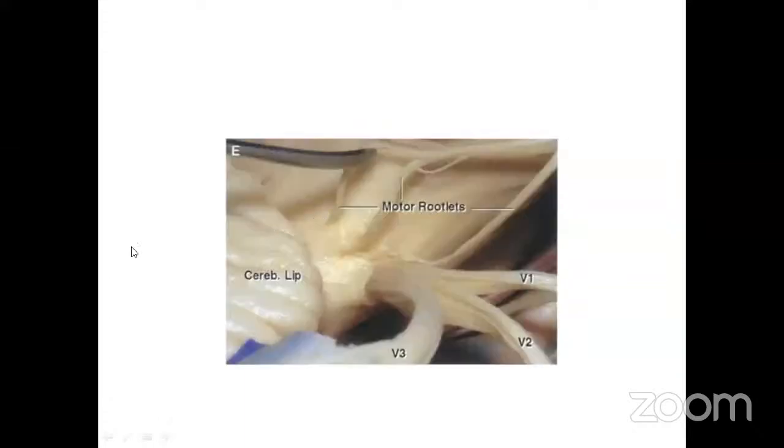In the next diagram, this cerebellar lip obscures the junction of the sensory part of the trigeminal nerve with the pons in the retrosigmoid approach. These are the divisions. The V1 division is rostromedial, the V3 division is caudolateral, and the V2 division is in an intermediate location.